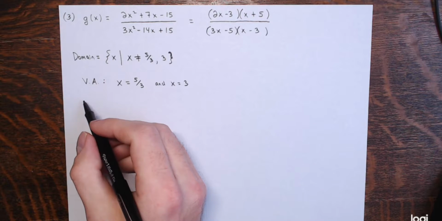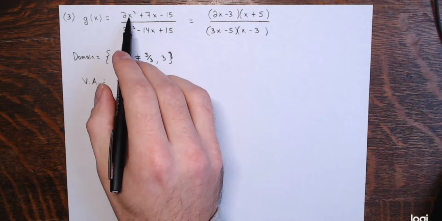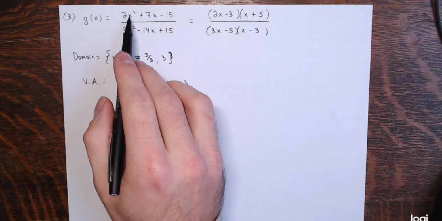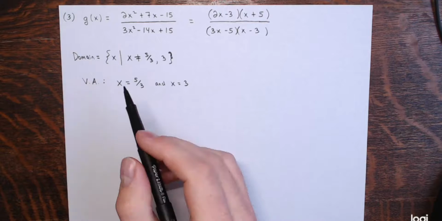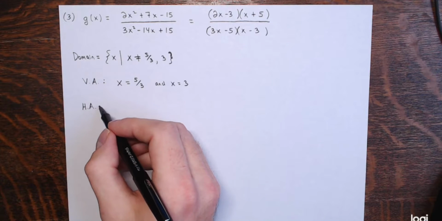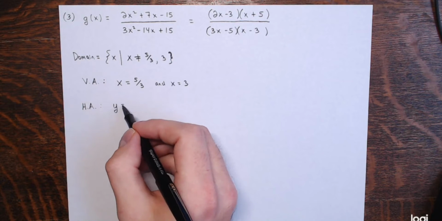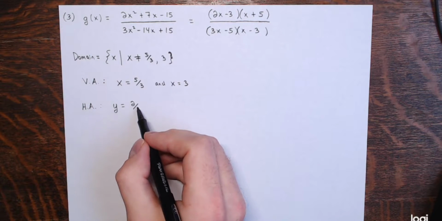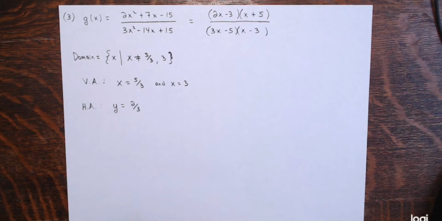Alright, and then they're the same degree. They're the same degree, so it should have a horizontal asymptote. And that's y equals the ratio of the lead coefficients, which would be y equals 2/3. Okay.